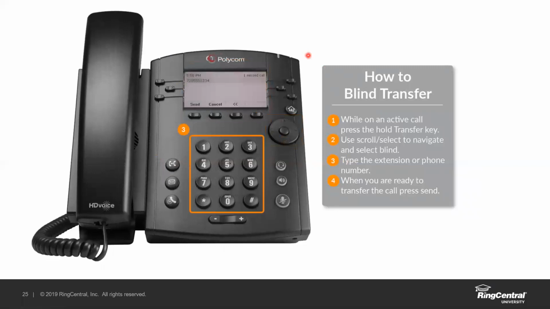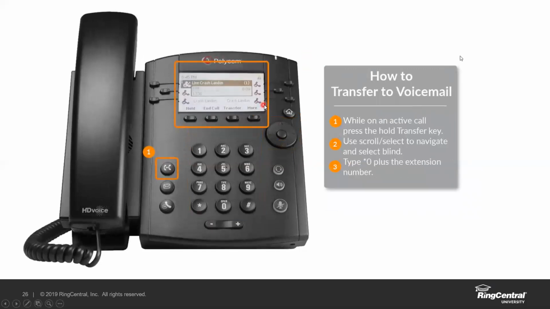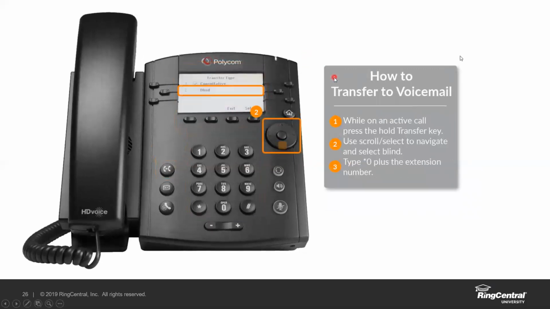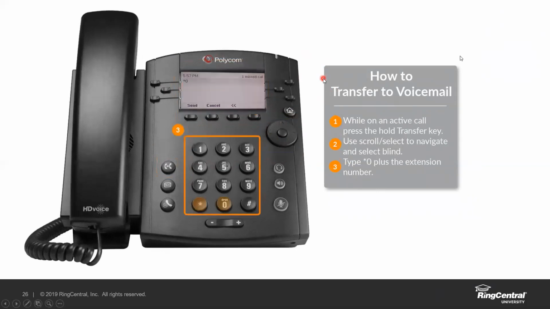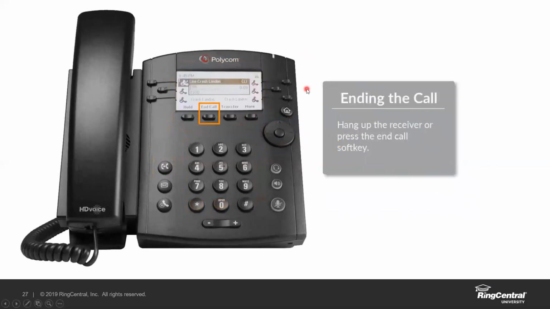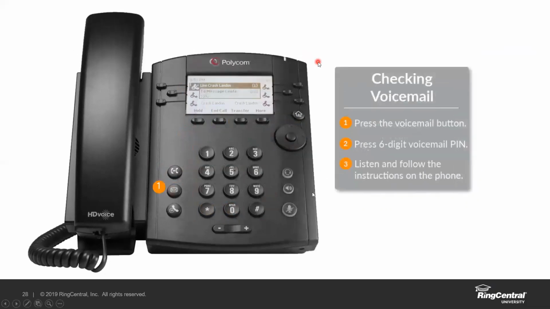So you've got your blind transfer, and then you also have the ability to transfer to voicemail. This one, I think it's essentially if you're transferring to voicemail, it's kind of a subset of a blind transfer. So just keep that in mind. You'll still have to click this blind feature. Ending the call. You can hang up the receiver or press the end call soft key for a more gentle hang up if you wish.